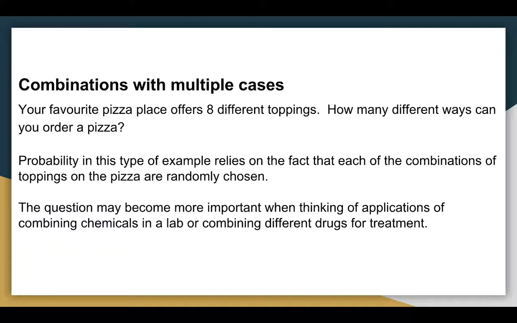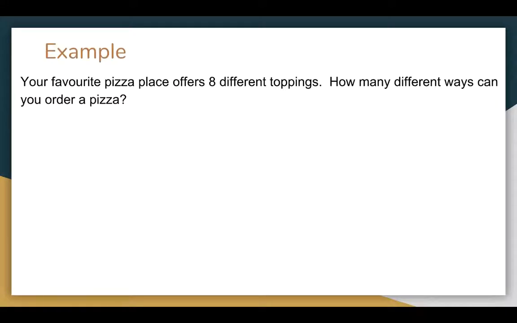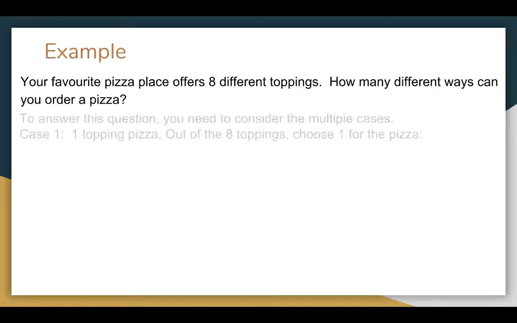But the question really does become more important when we start talking about combining chemicals, combining drugs in a lab, combining for treatment. That's where it really does become more important. And so pizza is just a friendly way to introduce this type of problem. Your favorite pizza place offers 8 toppings. How many ways can you order a pizza?